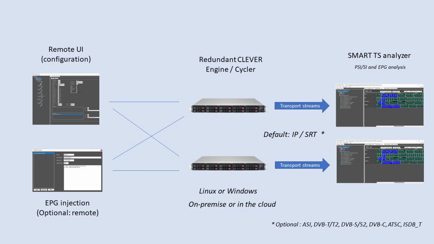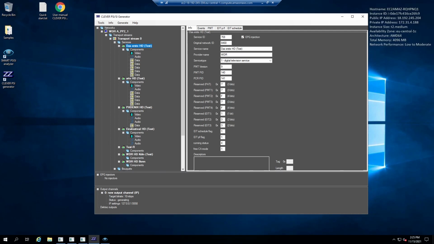This picture shows how the event injection works. You can set up one or more services for event injection remotely. After that, you can drop XML files into service folders. The event data will automatically be injected in the CLEVER engine. In redundant configuration, the data needs to be sent to both systems. Let's see how it works.